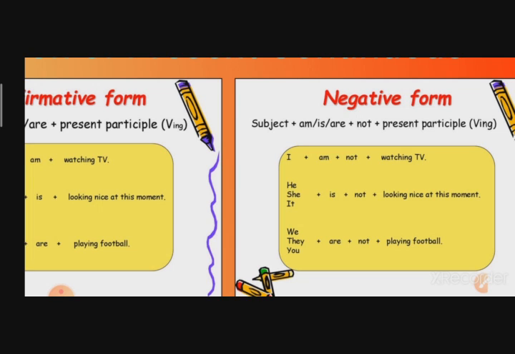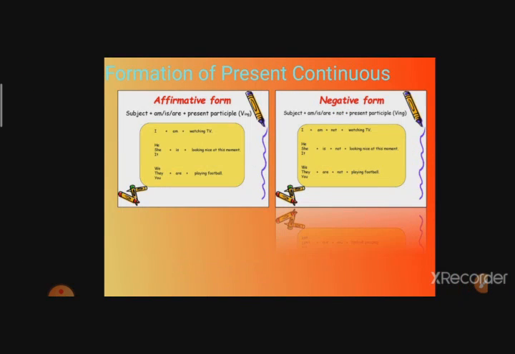The third one: we, they or you are not playing football. Here you can see that we have used "are" for third person plural, that is they, first person plural, that is we, and second person singular and plural, that is you. So students, I hope that you are clear with affirmative and negative sentences.